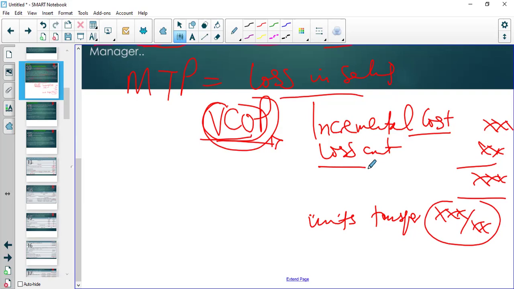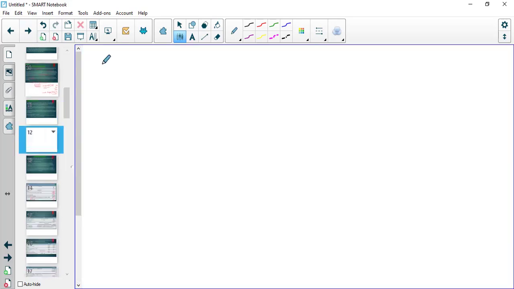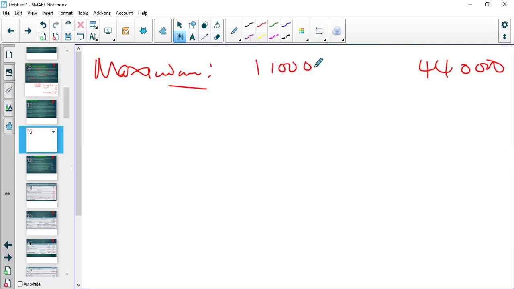So for us, the starting point in a minimum transfer pricing is to determine whether there was any sacrifice made. That's our starting point. The maximum that the entity can manufacture is 440,000 units. I think this is what we got earlier. This is the maximum available hours, and each unit is going to take so many hours. So this is the maximum.